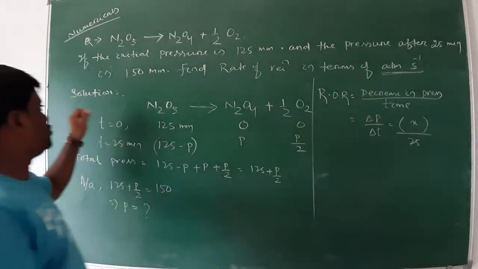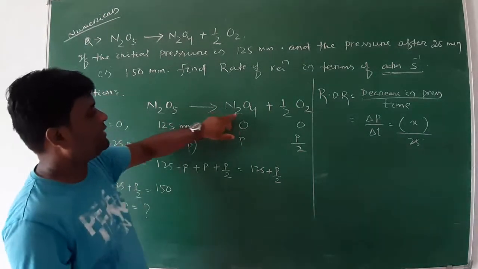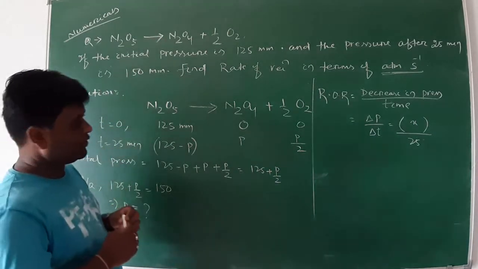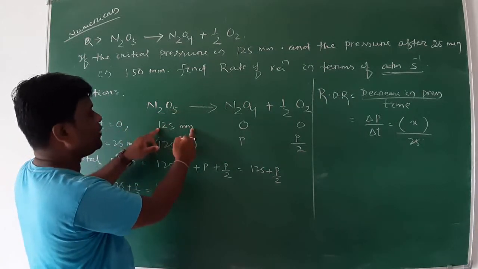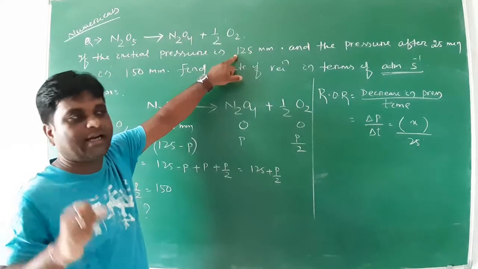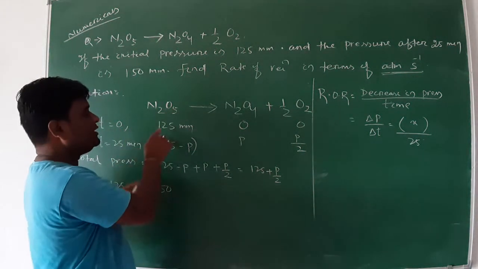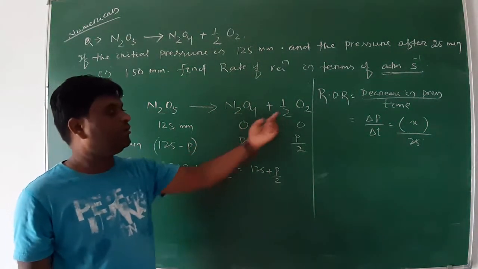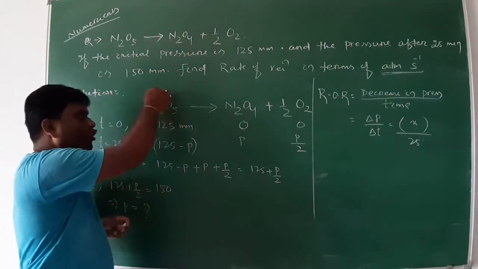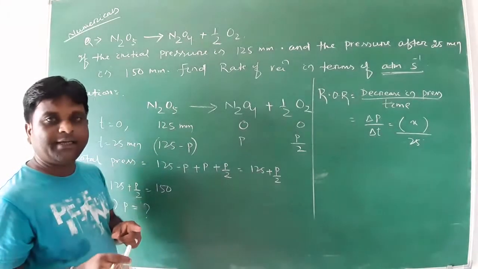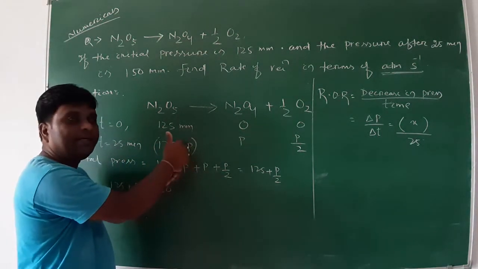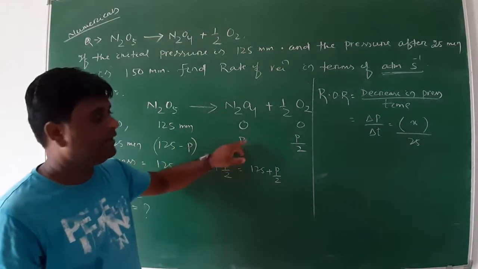So now let us start the solution here. N2O5 decomposes to N2O4 plus half O2. At t equal to 0, when we are going to start the reaction, we have pressure of N2O5 as 125 mm. Here in the question it is given as initial pressure, meaning the reaction has not started, so we only have the reactant. So the initial pressure is 125 mm. Here it is 0 and this is also 0. After 25 minutes, some moles of it are found to be decreased. If the number of moles decreases, then the pressure will decrease. So here the pressure will be 125 minus P, where P is the decrease of pressure. So now it will be P and P by 2.